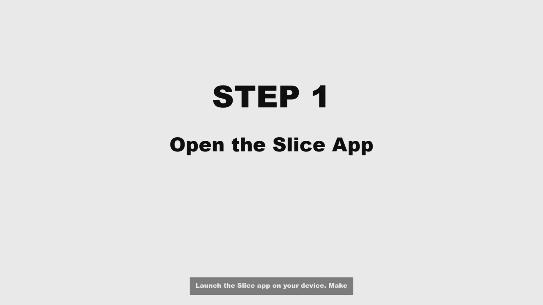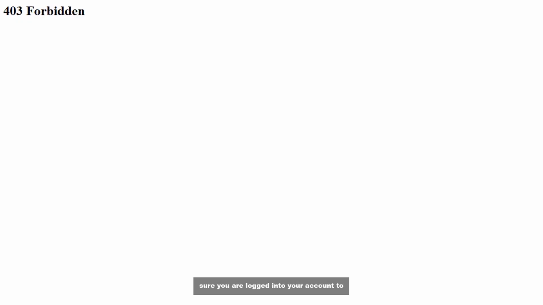If you need to cancel a pending transfer on Slice 2026, follow these straightforward steps to ensure your transaction is successfully reversed. Step 1. Open the Slice app. Launch the Slice app on your device. Make sure you are logged into your account to access your transactions.